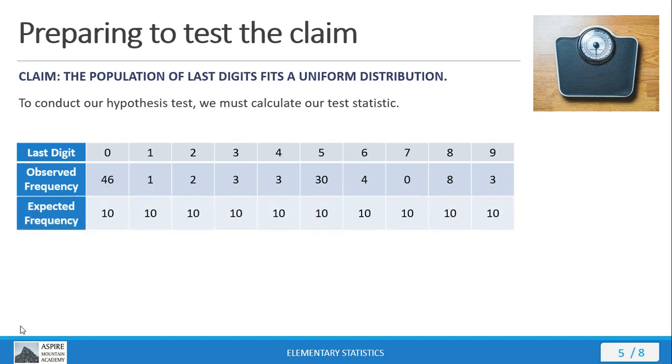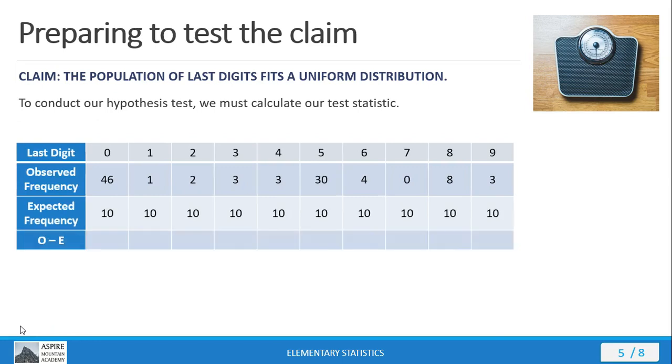Now we calculate the expected frequency, which we did previously when we were checking our requirements. Everything is going to be 10, because there are 100 counts total and 10 categories. Everything's the same, so we just take 100 divided by 10, and that gives us 10 for the expected frequency. Next, we subtract the expected from the observed.